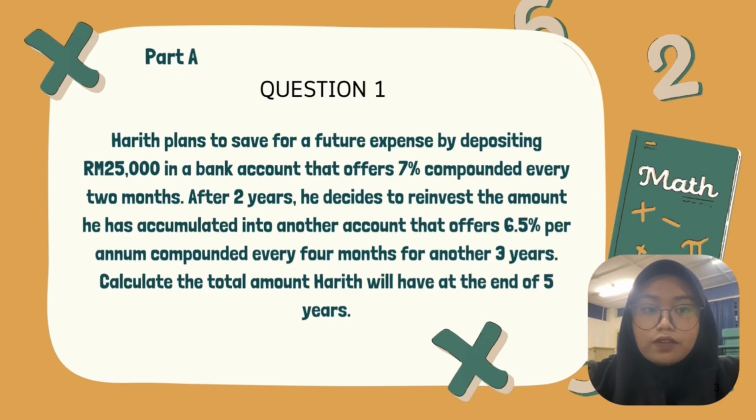Haris plans to save for future expenses by depositing 25,000 in a bank account that offers 7% compounded every 2 months. After 2 years, he decided to reinvest the amount he has accumulated into another account that offers 6.5% per annum, compounded every 4 months for another 3 years. Calculate the total amount Haris will have at the end of 5 years.